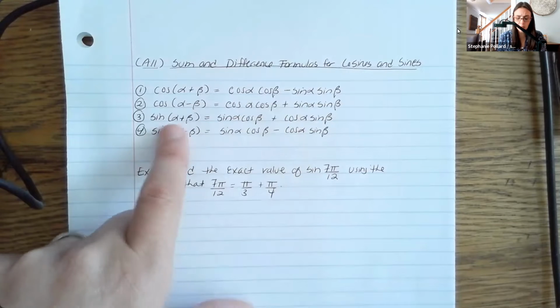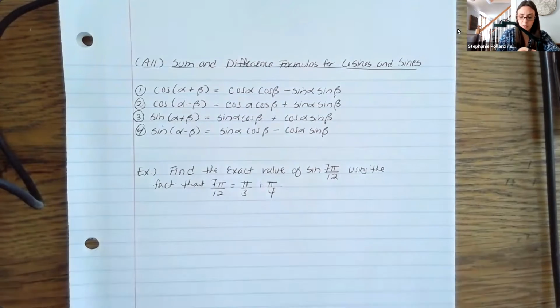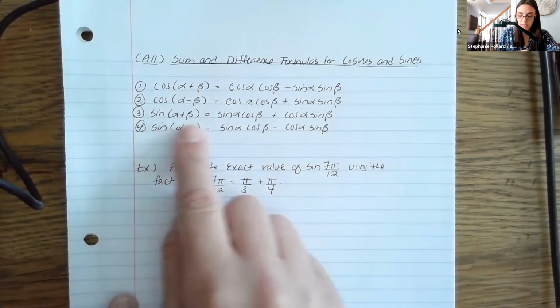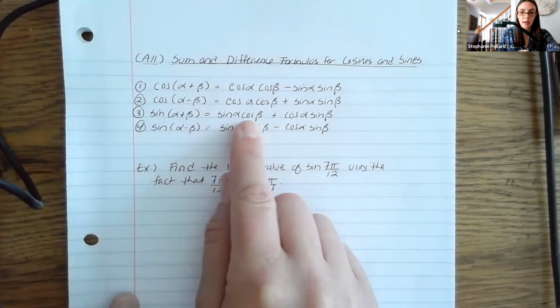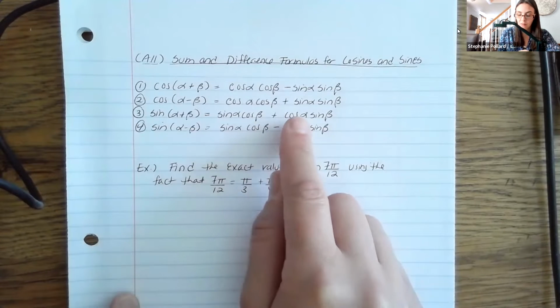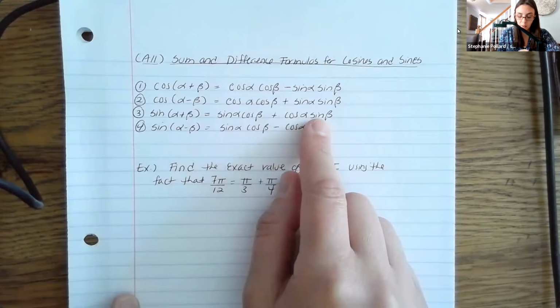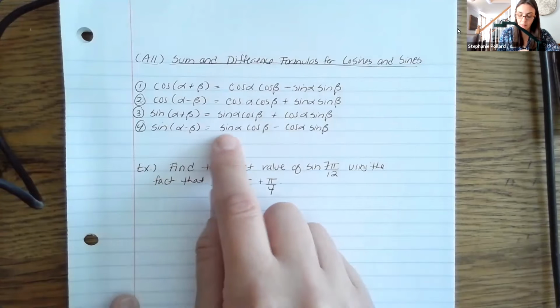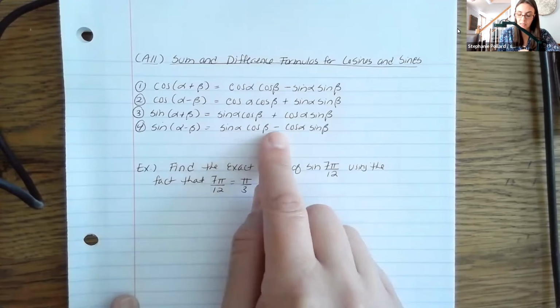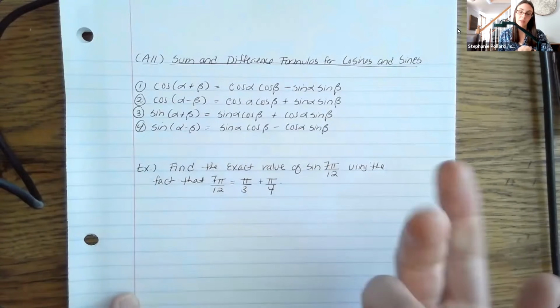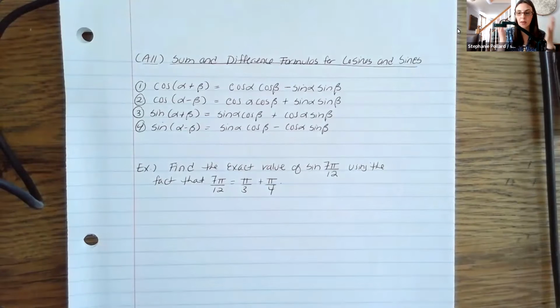Now your sine formulas are a little bit different. When you're adding the angles, you have sine alpha cosine beta plus cosine alpha sine beta. And when you're subtracting them, you have sine alpha cosine beta minus cosine alpha sine beta. But they work the same way we saw in the last video. It's just a matter of applying the right formula.